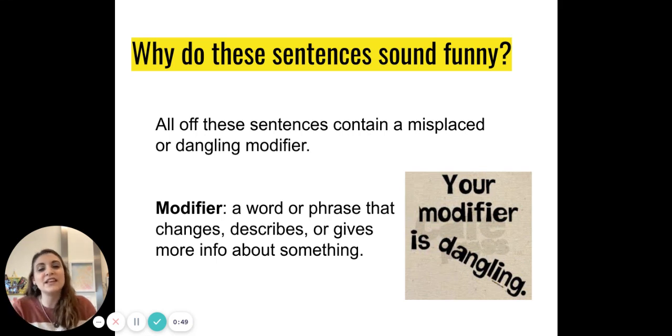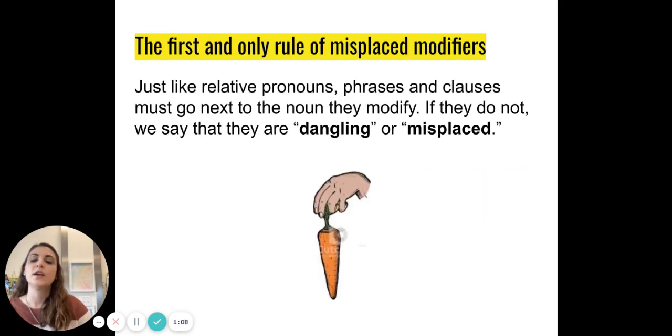It's because all of them contain what we call a misplaced or a dangling modifier. So let's first define that word modifier. A modifier is a word or a phrase that changes, describes, or gives more information about something. So for example, if I modified the instructions to an assignment, I would change them or tweak them in some way. So there's only one rule you have to remember for misplaced and dangling modifiers.